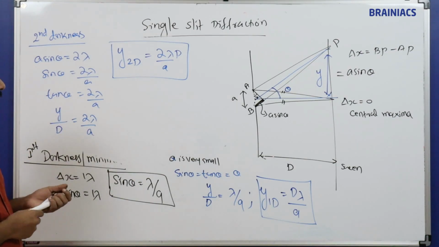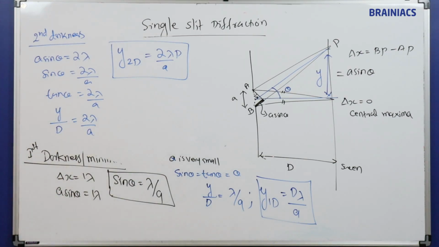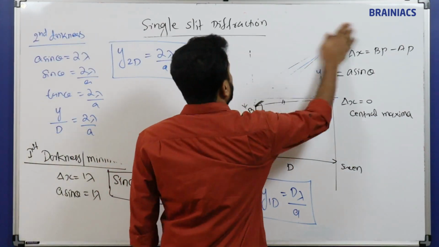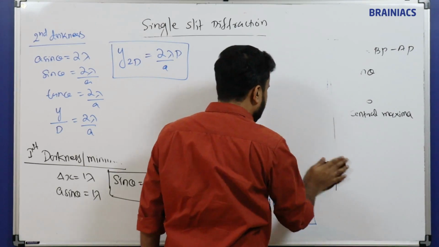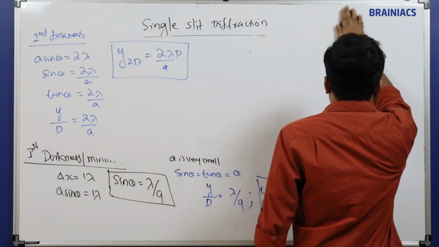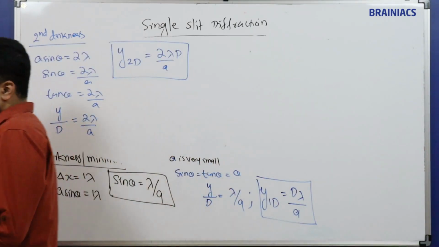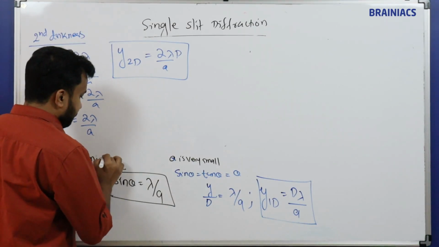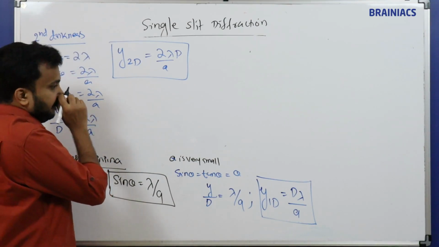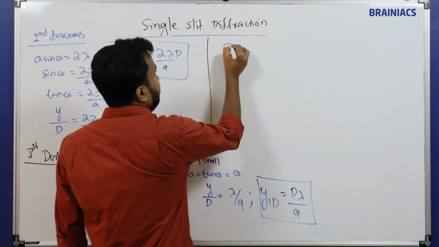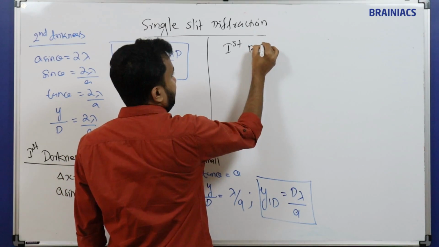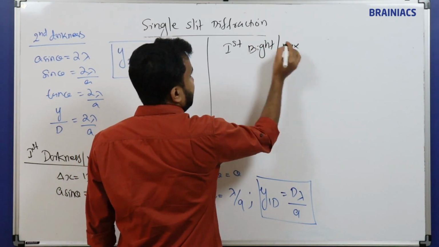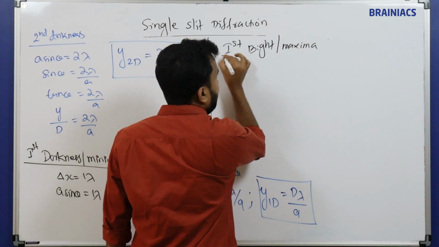Same way we can find out for the minima as for the brightness also. So what is the brightness conditions? So let me take this area will be here to find out the first brightness. So first minima, first darkness, or we can say first minima. This is what we have seen. Okay, now we are going to see the first bright. First bright is also called what? Called maxima. First bright is also called maxima.